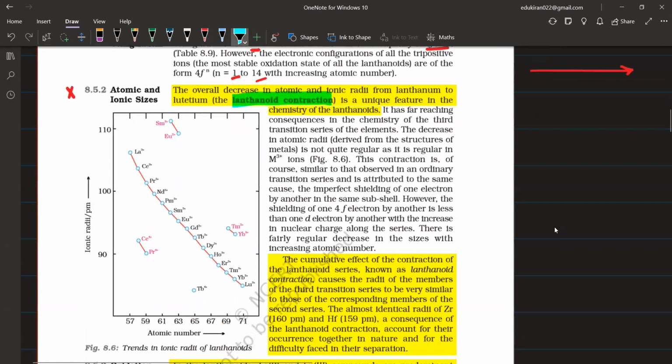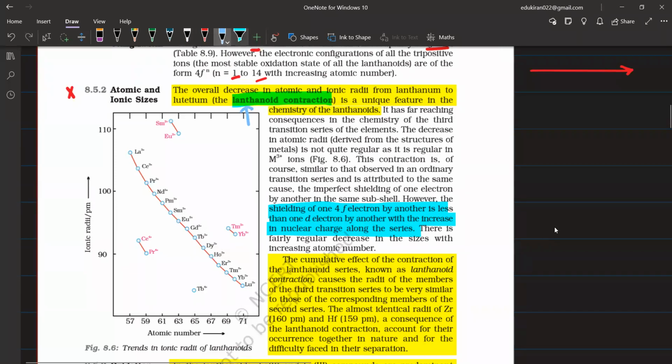Why does lanthanide contraction occur? It is the consequence of a decrease in atomic radii that is more than expected. That decrease is because the shielding of one 4f electron by another is less than that of one d electron by another. It increases the effective nuclear charge along the series. If there is an increase in the nuclear charge, the nucleus is going to attract the outermost electron more effectively, and there will be shrinking in size. That shrinking is known as lanthanide contraction.